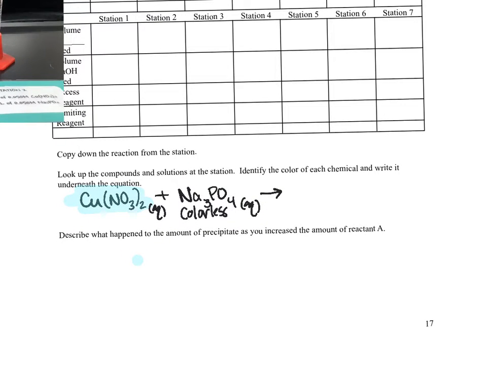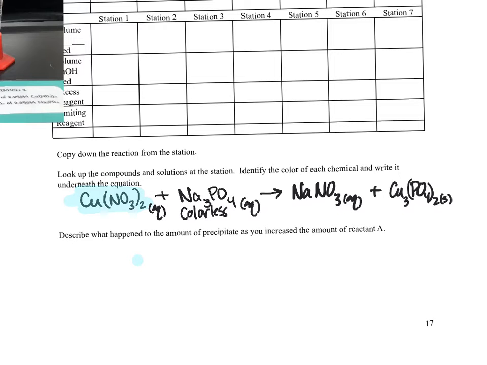We're going to see that the cations switch spots. And so I'm going to end up with NaNO3 aqueous, and I'm going to end up with copper phosphate. Remember that the 2 is the charge on the copper, and so it crisscrosses.